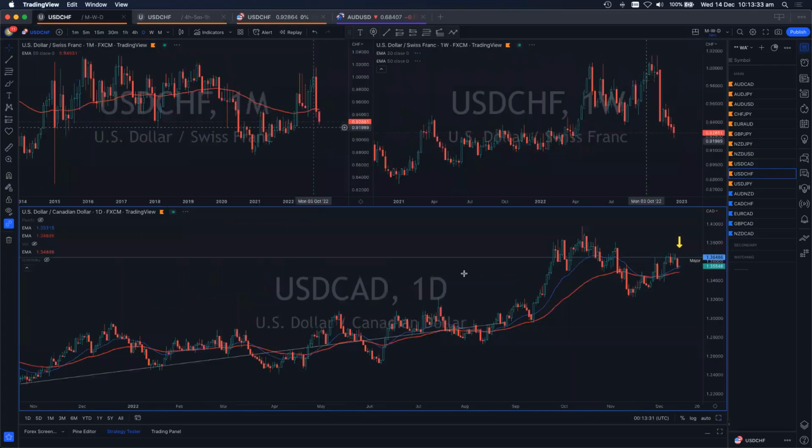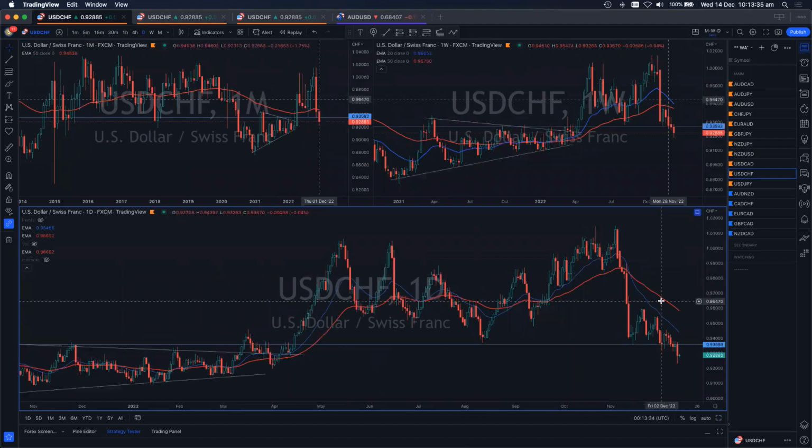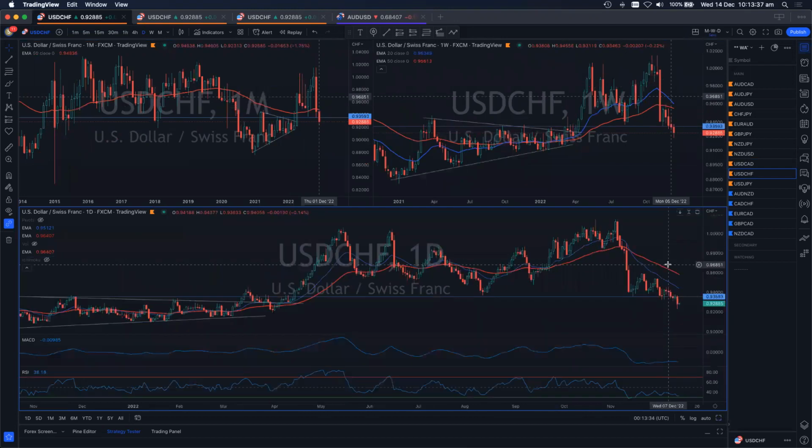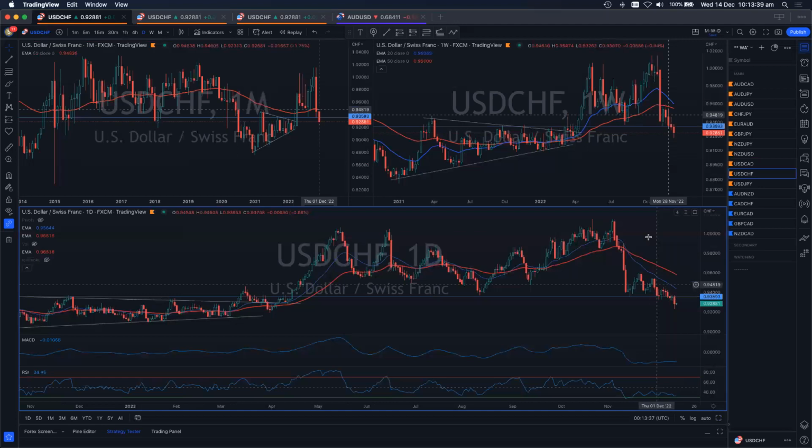Dollar Swiss. We have lots of bearish pressure. It's not oversold yet. Not quite. It's getting there, but not quite.